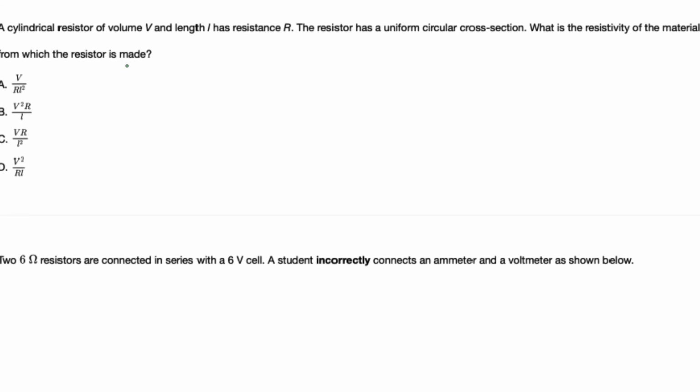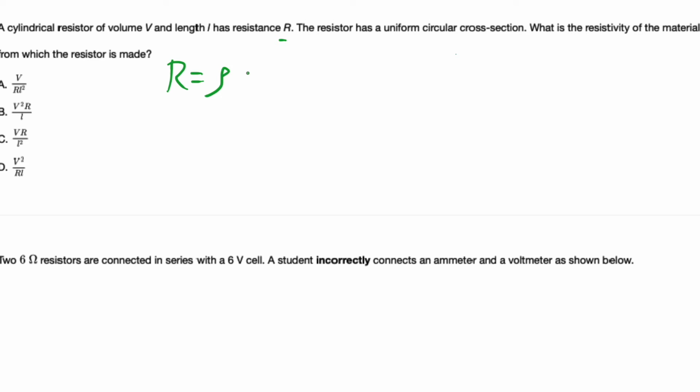A cylindrical resistor of volume V and length L has a resistance of R. The resistor has a uniform circular cross-sectional area. What is the resistivity of the material from which the resistor is made? So it has a volume of V, length of L, and resistance of R, and the cross-sectional area is uniform. So how do we find the resistivity from which the resistor is made?